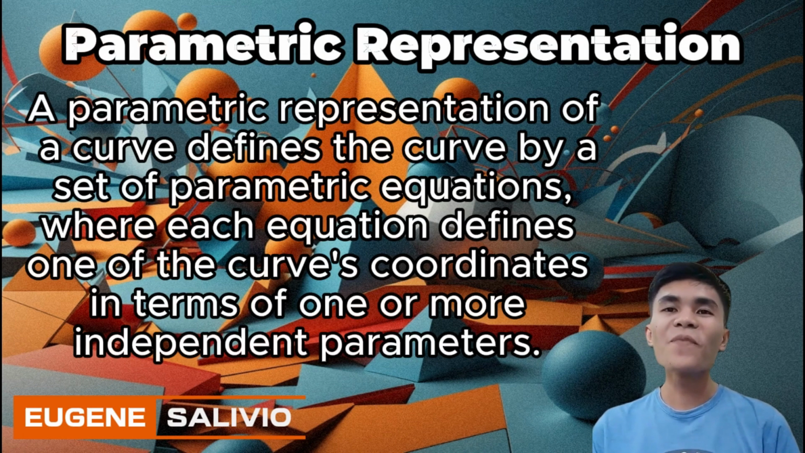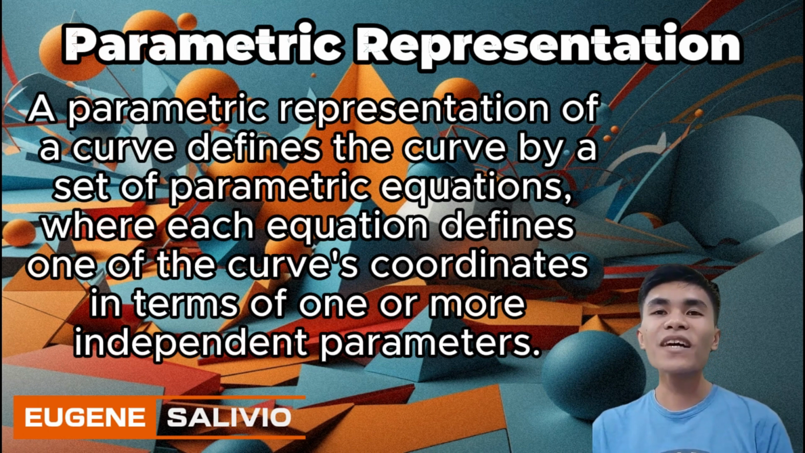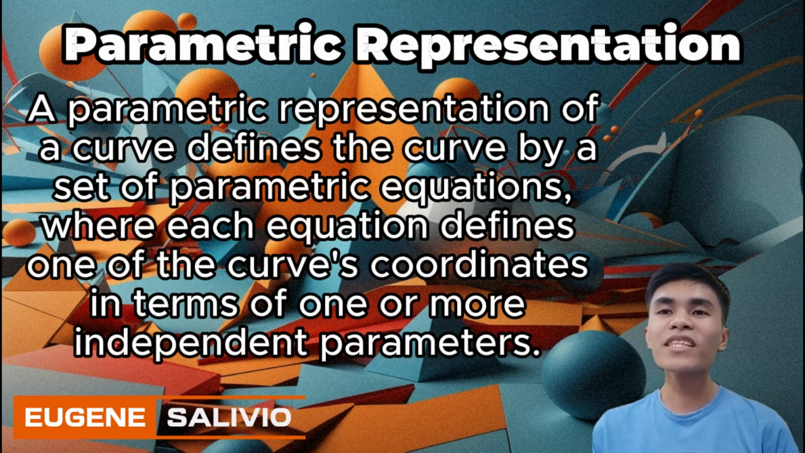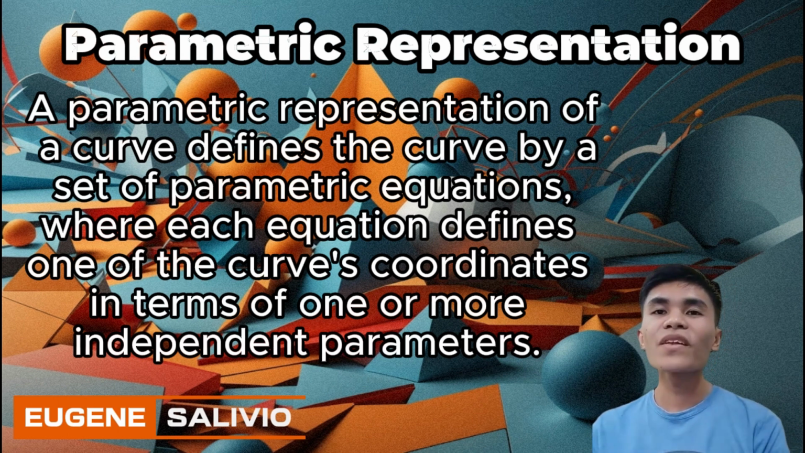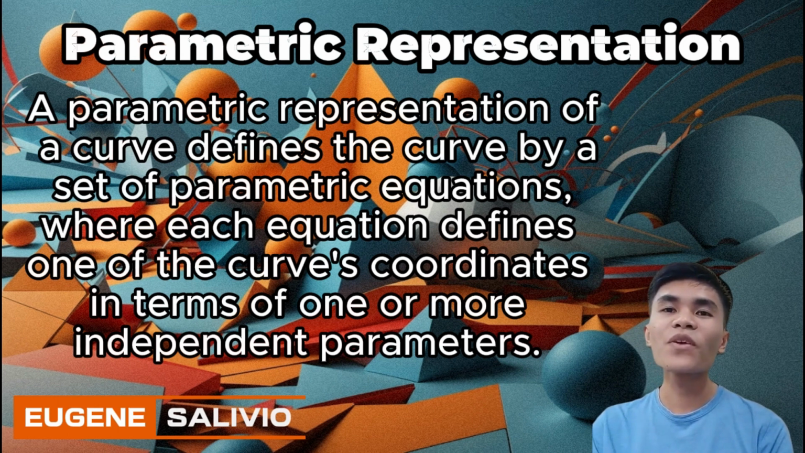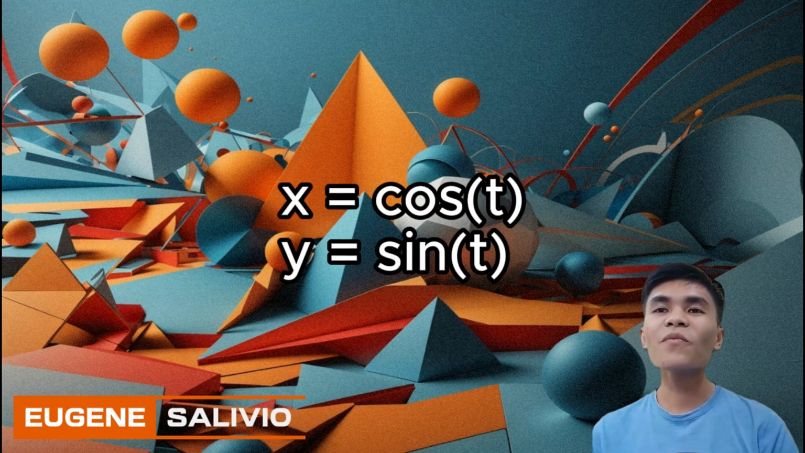Number 3, parametric representation. A parametric representation defines a curve by a set of parametric equations, where each equation defines one of the curve's coordinates. For example, the following parametric equations define the same circle as the above explicit and implicit representations.